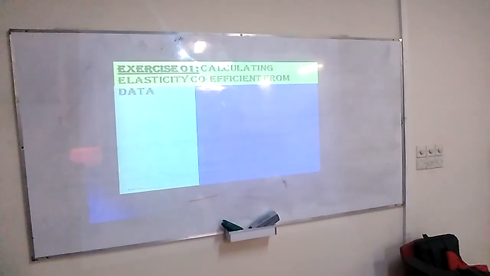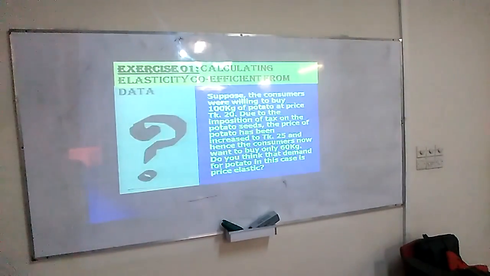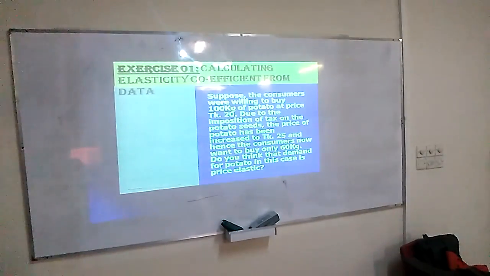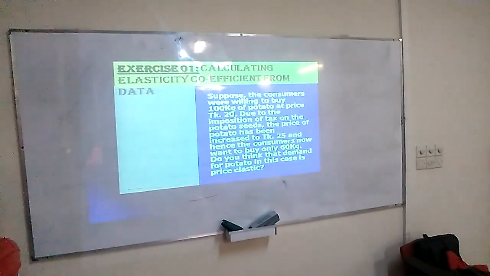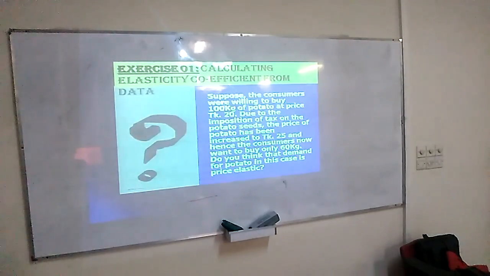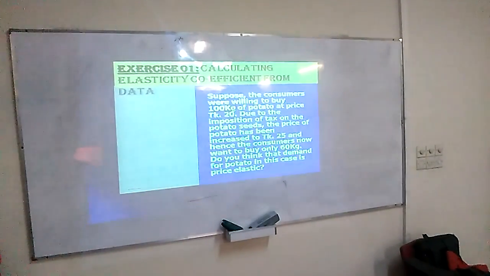And now, let us think of some exercise. First, so here you see you are buying 100 kilo potato at price 20. Due to the imposition of tax on potato seeds, the price of potato has been increased to 25. Is there any change here? Yes. So change with price happened. Yes, sir. What happened to quantity? It became 60. Okay, it became 60.